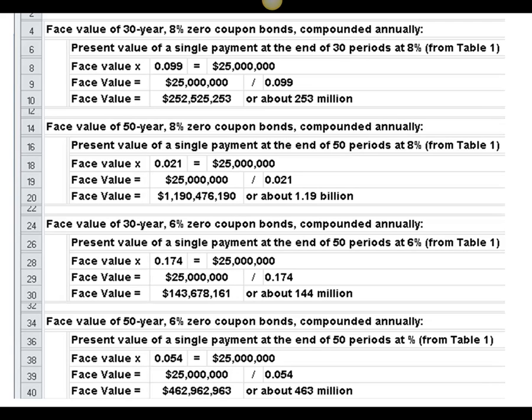50 years at 6% from table 1, our factor would be 0.054, which would lead us to about, we need to issue 463 million.